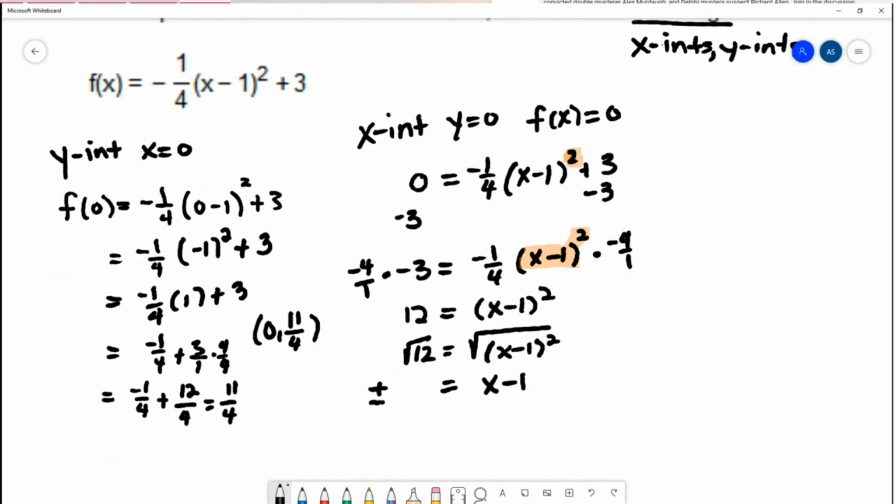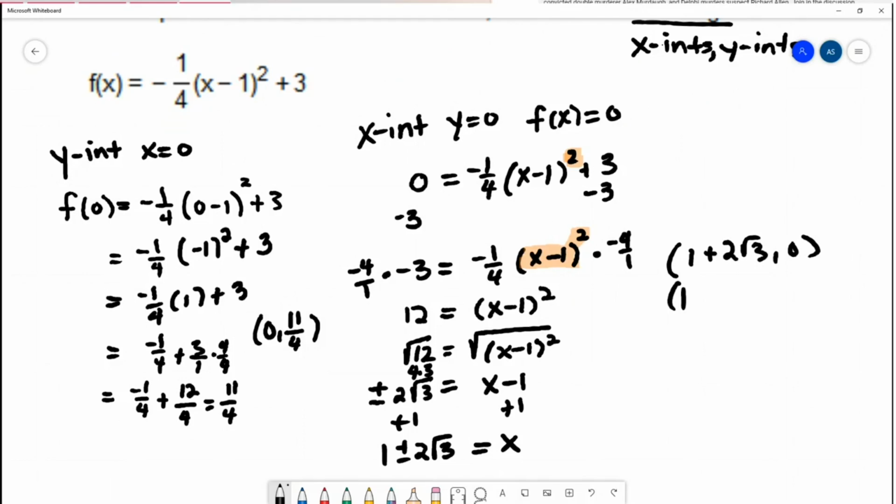And we want to simplify that square root of 12. That's going to be 4 times 3. 12 is 4 times 3. Square root of 4 is 2, and the 3 will stay inside the radical. So finally, I'll get x by itself. I'm going to add 1 to both sides, and we have x equals 1 plus or minus 2 square root of 3. So my x-intercepts as ordered pairs are (1 plus 2 square root of 3, 0) and (1 minus 2 square root of 3, 0).